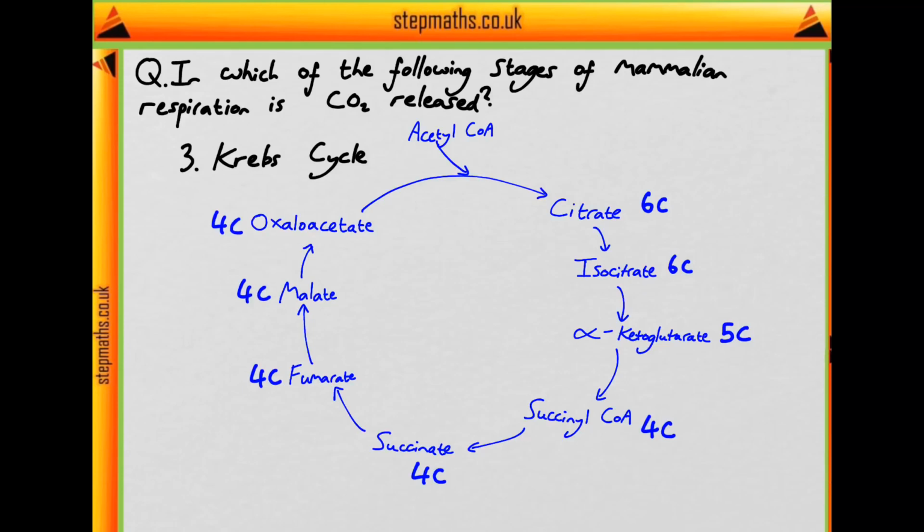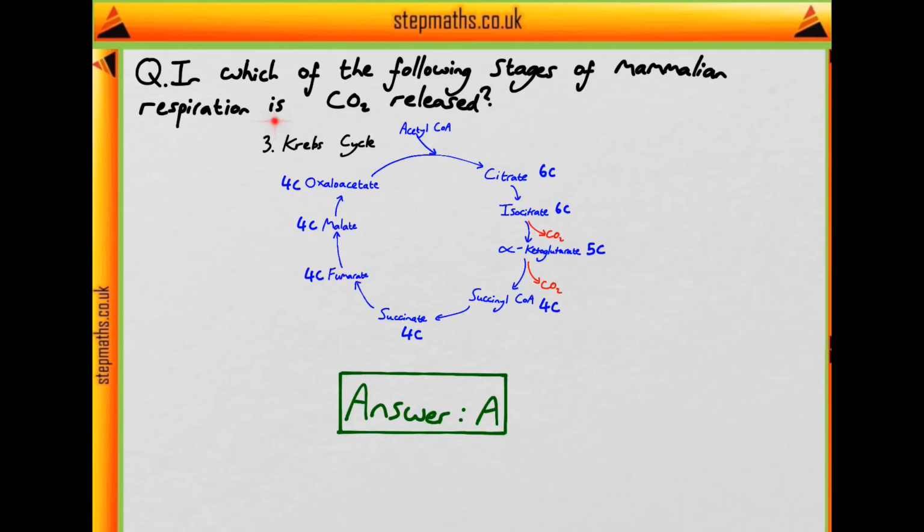And so we can clearly see here that a carbon has been lost between isocitrate and alpha-ketoglutarate. You don't need to worry about the names. And then another carbon has been lost between this compound and succinyl-CoA. This carbon is lost in the form of CO2 in these steps, with 2 CO2 being removed per cycle of the Krebs cycle. And so, the Krebs cycle is the only process given in which carbon dioxide is released. This corresponds to answer A.